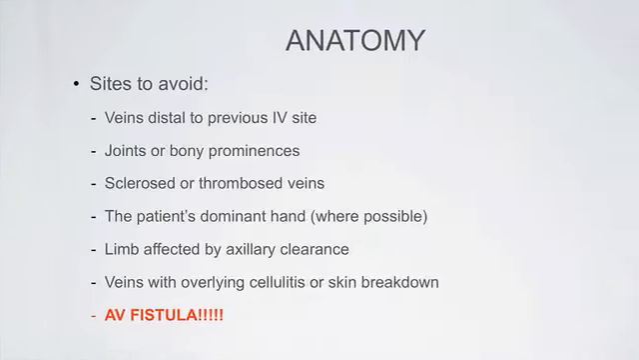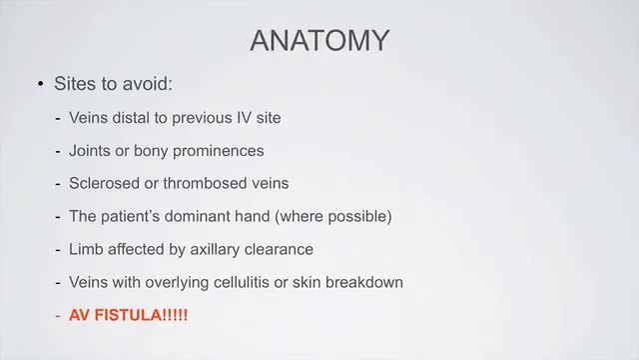There are some specific sites to avoid, such as veins distal to previous intravenous sites, joints or bony prominences so we don't damage articular cartilage, sclerosed or thrombosed veins, the patient's dominant hand where possible, but this might not be possible in the operating theatre because the patient might have a blood pressure cuff on one arm, limbs affected by axillary clearance, and the patient who's had a previous axillary clearance will be quite active in letting you know that they shouldn't receive any needles in that arm. And veins with overlying cellulitis or skin breakdown to prevent sepsis.